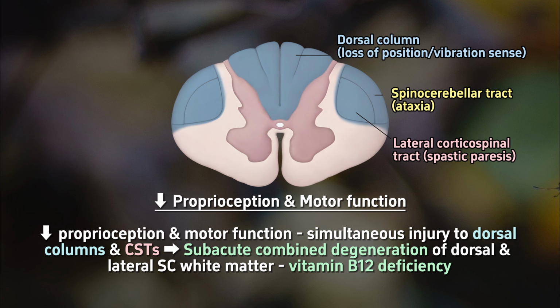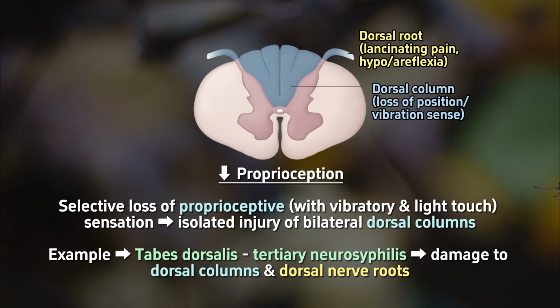Decreased proprioception and motor function: diminished proprioception and motor function can occur with simultaneous injury to the dorsal columns and corticospinal tracts. A classic cause is subacute combined degeneration of the dorsal and lateral spinal cord white matter, which is seen in vitamin B12 deficiency. Decreased proprioception: selective loss of proprioceptive along with vibratory and light touch sensation occurs with isolated injury of the bilateral dorsal columns. A classic example is tabes dorsalis, a form of tertiary neurosyphilis that causes damage to the dorsal columns and dorsal nerve roots.